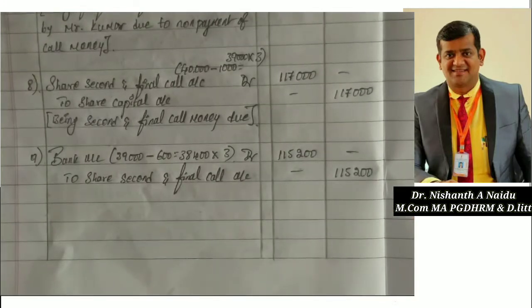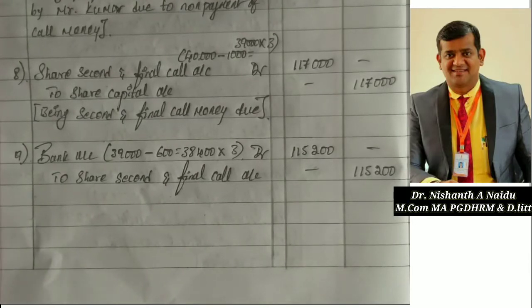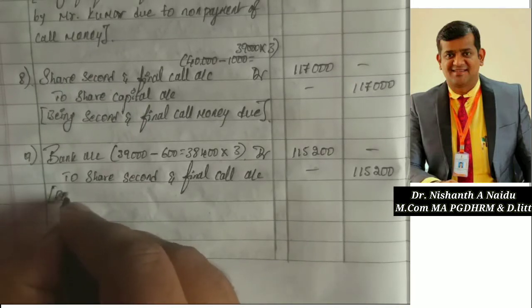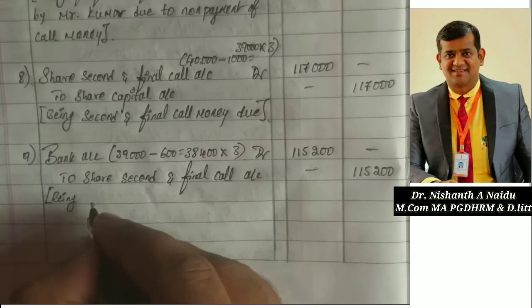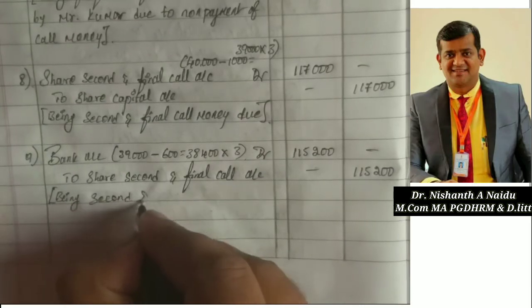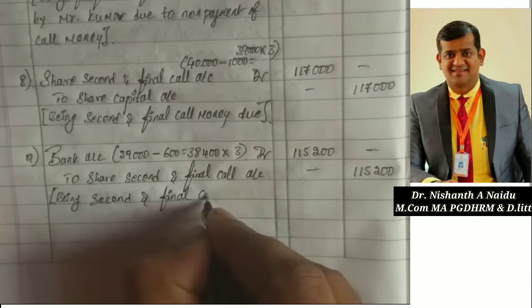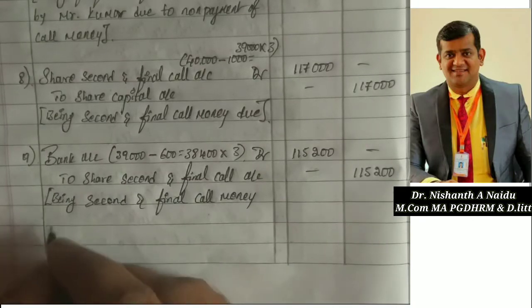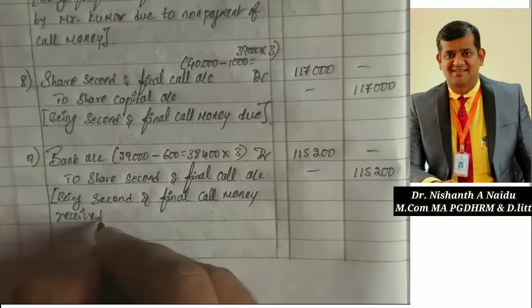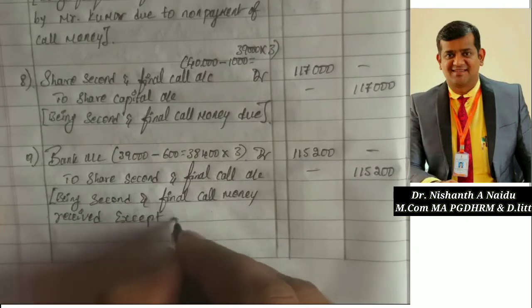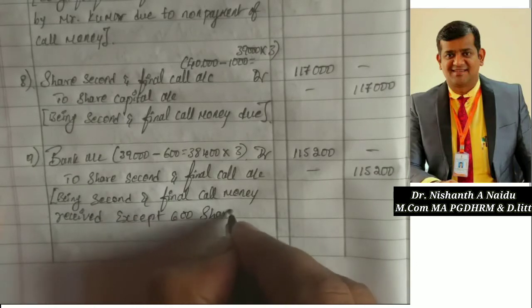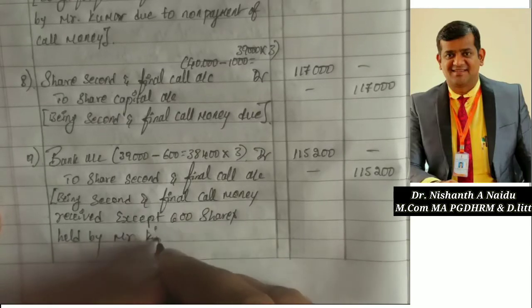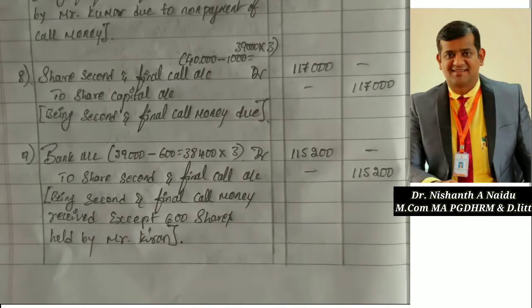1,15,200. Okay, so write the narration being second and final call money received except 600 shares held by Mr. Kiran. So close the narration part.